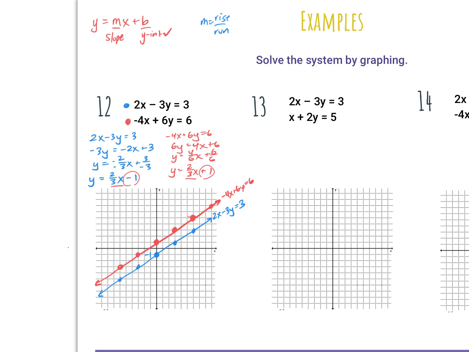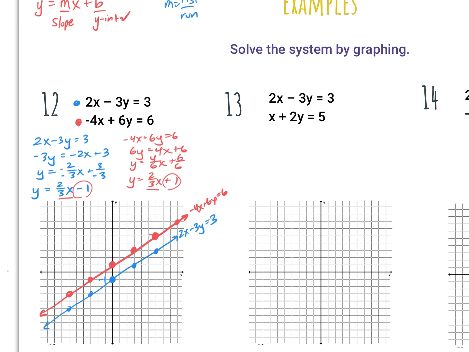The second way you can graph, which is not my favorite, but I'm going to do it in the next problem just so you have an example of it. Here we graphed using slope-intercept form, and here we're going to graph using intercepts. What I mean by intercepts is x and y intercepts. I'll show you this method. You'll probably remember it.